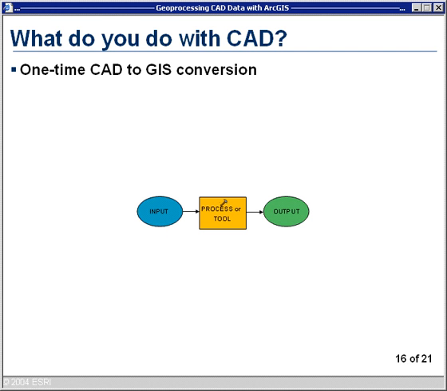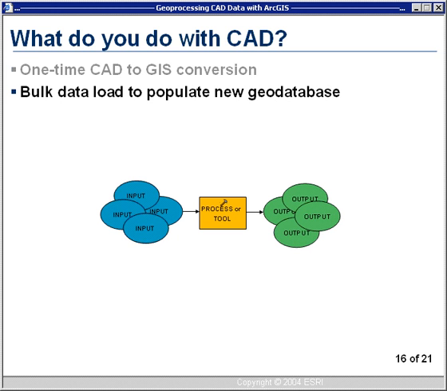What do you do with CAD? For many of you, this may be a one-time CAD to GIS data conversion, and simply using one tool at a time might be all you need. On the other hand, some of you might need to use multiple CAD data sources to populate a new geodatabase from scratch, or to populate existing geodatabase information from multiple CAD imports. Perhaps you have a number of CAD-based map sheets that need to be stitched together into a single thematic layer.